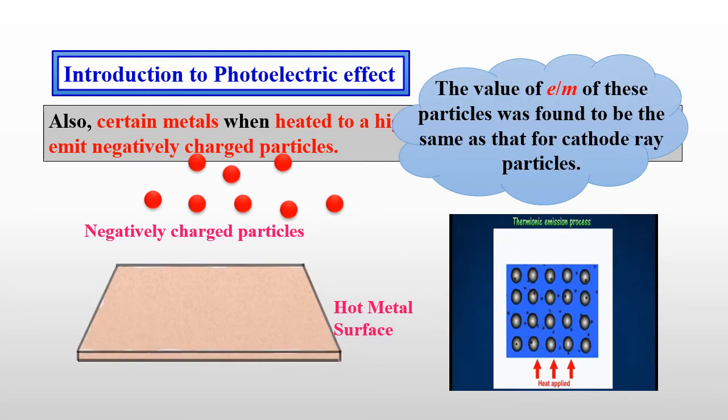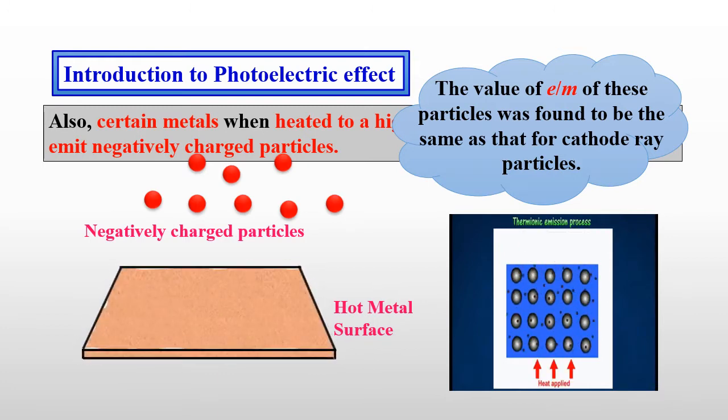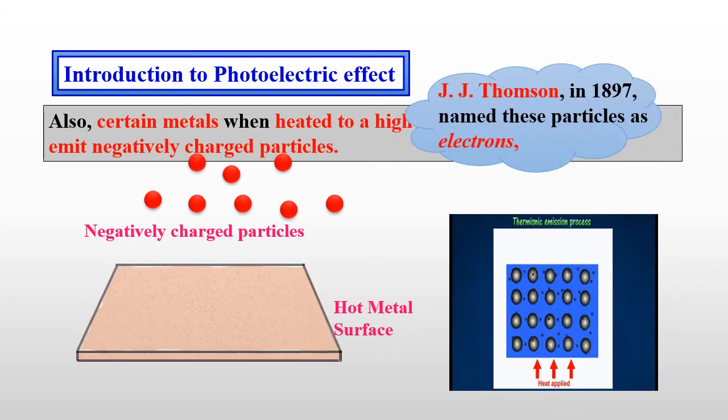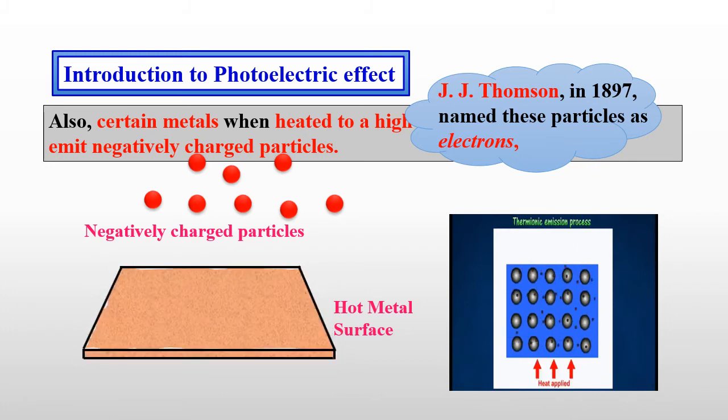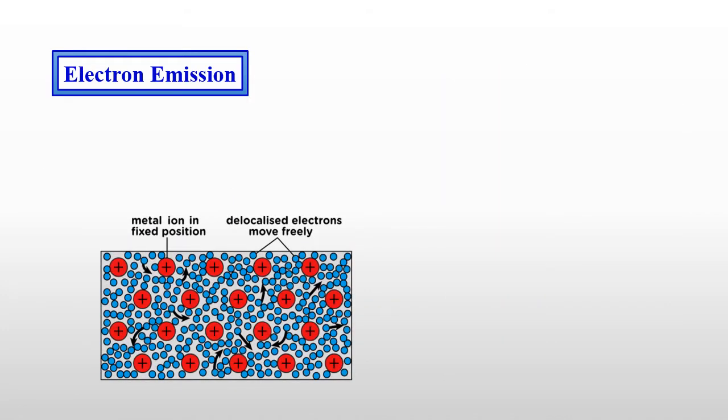The value of e by m of these particles was found to be the same as that for cathode ray particles. J. J. Thomson in 1897 named these particles electrons. Now, for emission of electrons, the metal ions are in fixed positions as shown in the figure, and electrons are randomly moving everywhere. So delocalized electrons move freely.